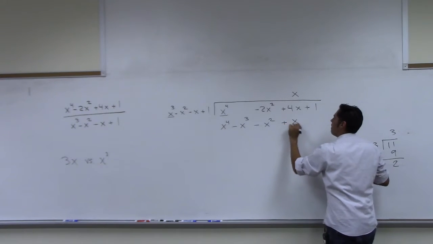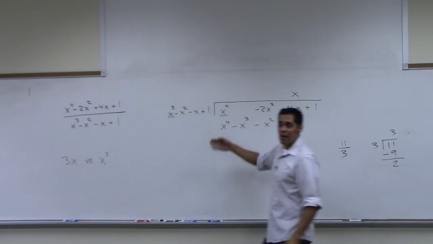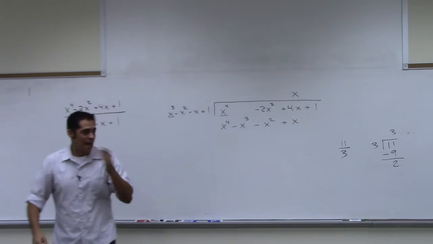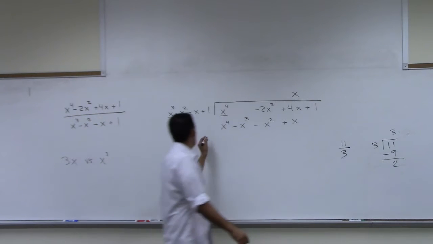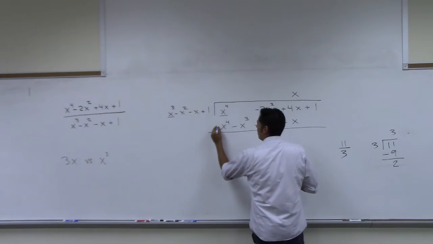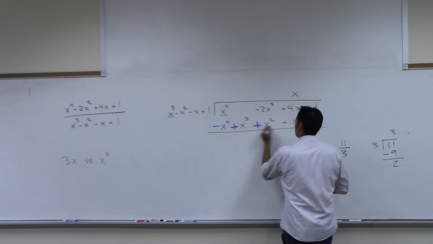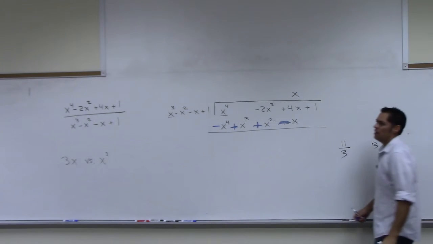All right, and then like we did over here, right? 3 times 3 is 9, and then I didn't show it, but what do you do here? Subtract, right? So when you subtract this row, you actually change all the signs and then add straight down. So I'm going to come in here. I'm going to change every sign I see. If it's plus, I make it minus. If it's minus, I make it plus. Minus, I make it plus. Plus, I make it minus. And then add down.